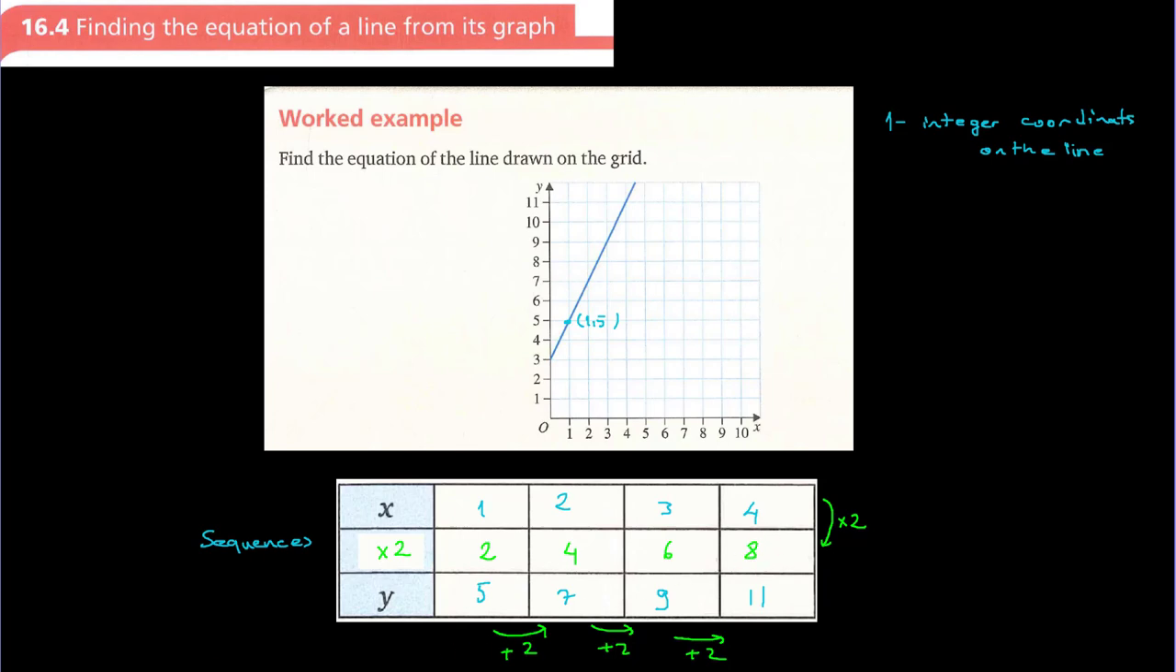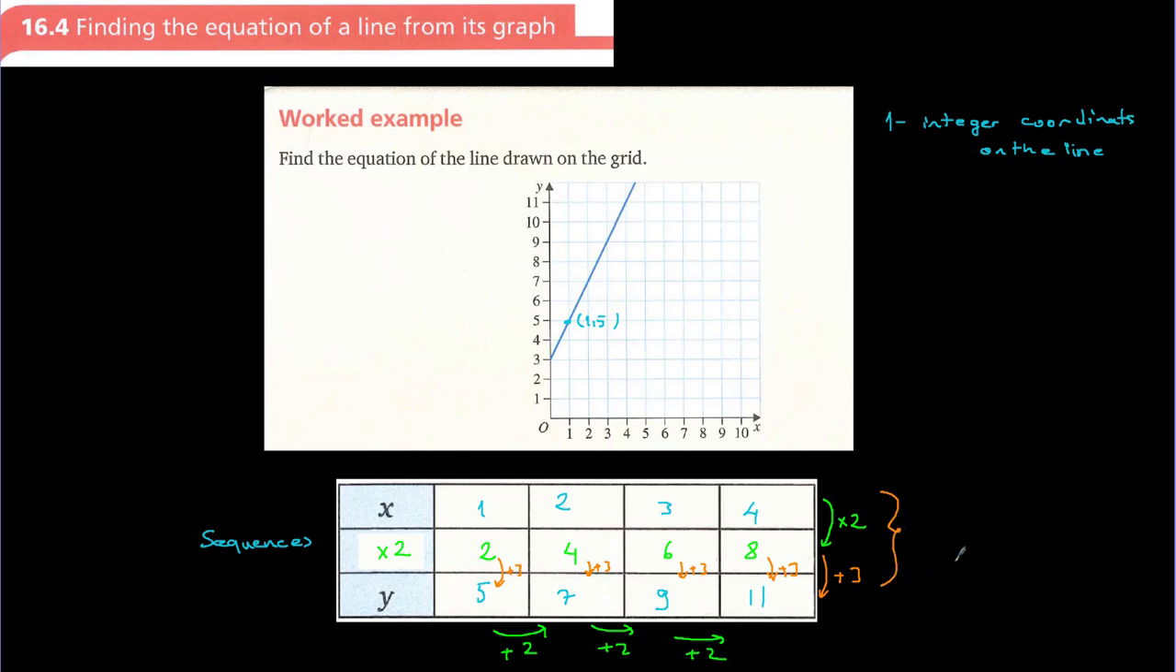So what are the differences from this one to this one? As you see, from 2 to 5 it is +3, from 4 to 7 it is +3, here +3, +3, +3. So all of them are the same, it is equal to +3.